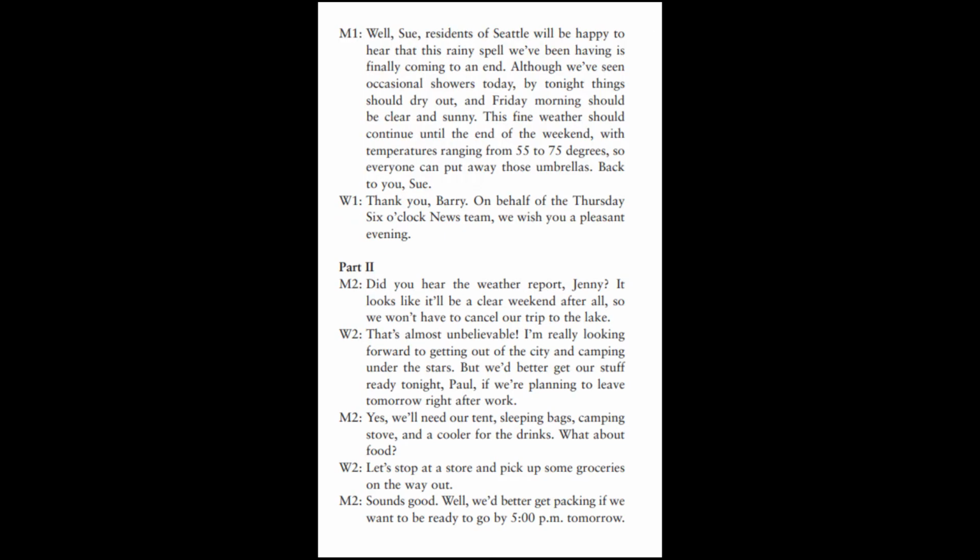Well, Sue, residents of Seattle will be happy to hear that this rainy spell we've been having is finally coming to an end. Although we've seen occasional showers today, by tonight things should dry out and Friday morning should be clear and sunny. This fine weather should continue until the end of the weekend, with temperatures ranging from 55 to 75 degrees. So everyone can put away those umbrellas. Back to you, Sue. Thank you, Barry. On behalf of the Thursday 6 o'clock news team, we wish you a pleasant evening.